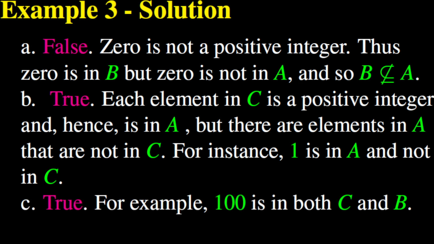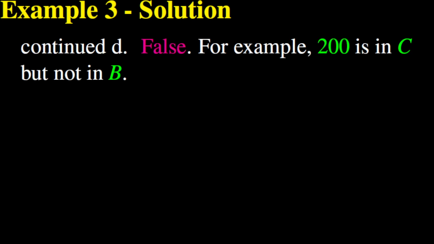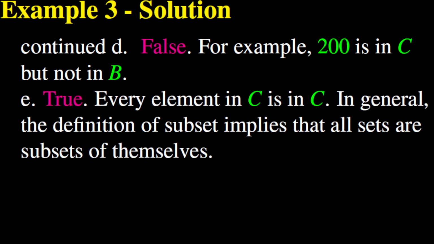Statement C is true. For example, 100 is in both C and B. Statement D is false. For example, 200 is in C but not in B. Statement E is true. Every element in C is in C. In general, the definition of subset implies that all sets are subsets of themselves.